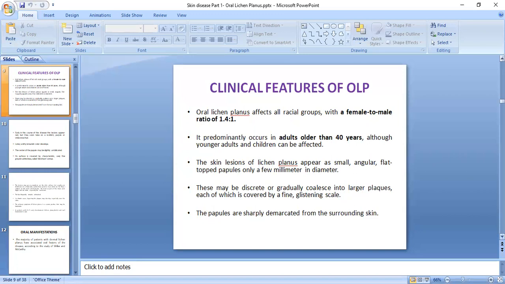Next, coming to the clinical features of oral lichen planus. Here the female to male ratio is 1.4:1. Adults older than 40 years of age are most commonly affected. The skin lesions of lichen planus appear as small, angular, flat-topped papules only a few millimeters in diameter. These may be discrete or gradually coalesce into larger plaques, each of which is covered by a fine, glistening scale. The papules are sharply demarcated from the surrounding skin.